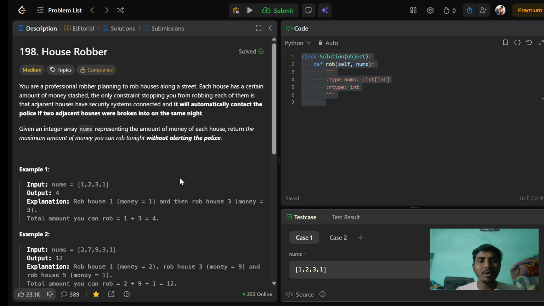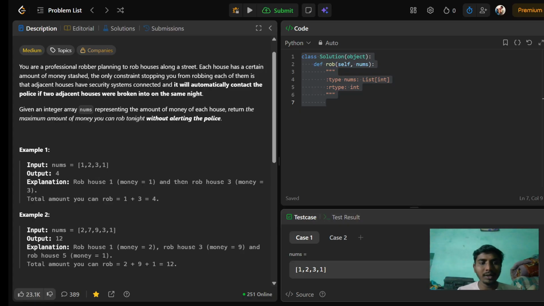A robber is planning to rob houses along a street. Each house has a certain amount of money. The only constraint stopping the robber from robbing each of them is that adjacent houses have a security system connected, which will automatically contact the police if two adjacent houses are broken into. Okay. And given nums representing the amount of money of each house, return the maximum amount of money you can rob tonight.